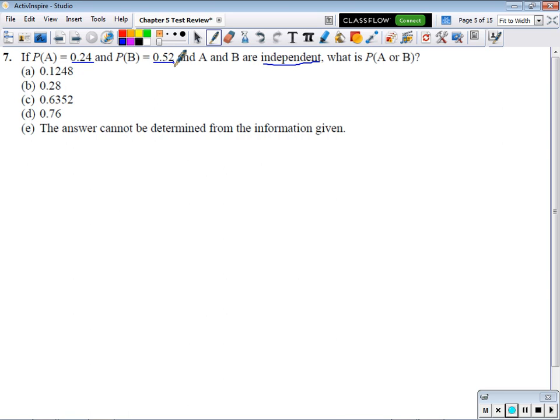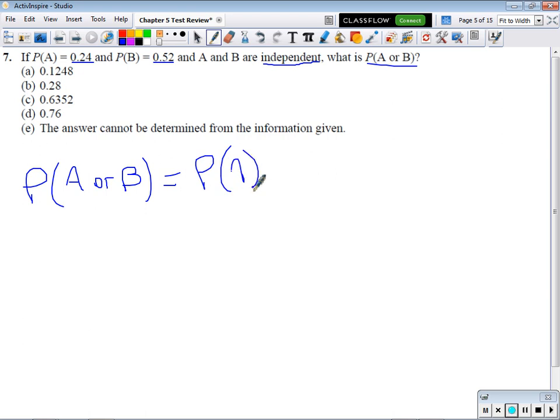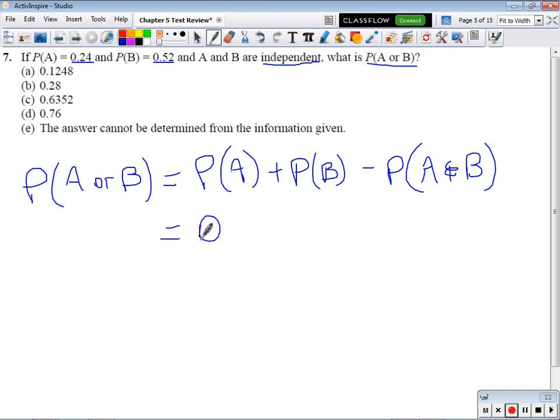So if we're talking about the formula for OR, just remember that the probability of A or B, and this is the general addition formula, this doesn't have to do with what we just talked about with mutually exclusive, but this is the probability of A plus the probability of B minus the probability of A and B. So that's just the general OR formula there, general addition formula. So probability of A is 0.24, the probability of B is 0.52, and then you have the probability of A and B.